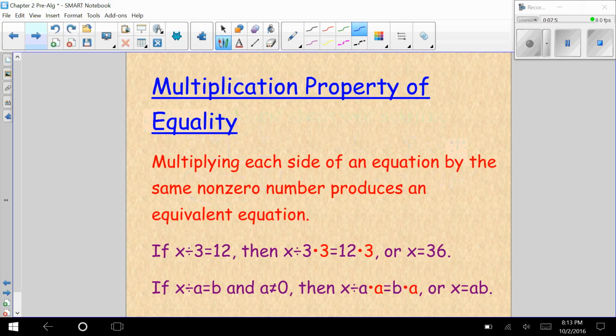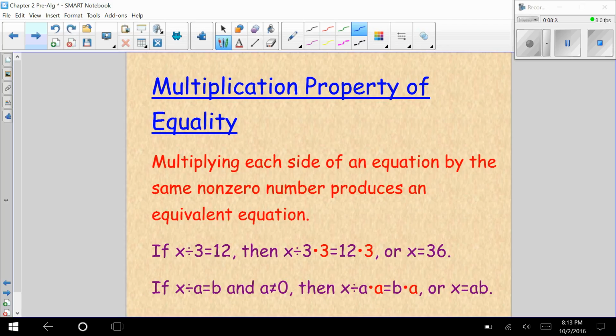The multiplication property of equality says that multiplying each side of an equation by the same non-zero number produces an equivalent equation. So if x divided by 3 equals 12, then I can multiply both sides by 3 and get x equals 36. In algebra terms, if x divided by a equals b, and a is not 0, then x divided by a times a equals b times a, or just simply x equals a times b, or b times a, whichever way you think of it.